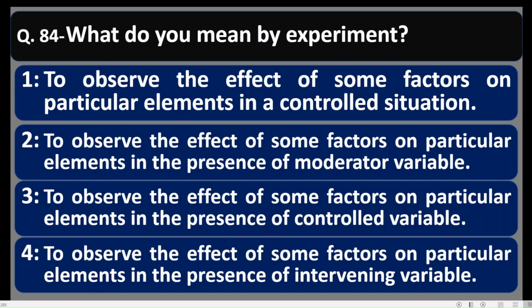Friends, we have to define what is experiment. So simply we can say that it is an observation of the impact of some particular factor on some particular element or the factor or the attribute or characteristics in a controlled situation. That is very much important in terms of experiment. So option number 1 is correct, to observe the effect of some factors on particular elements in a controlled situation.